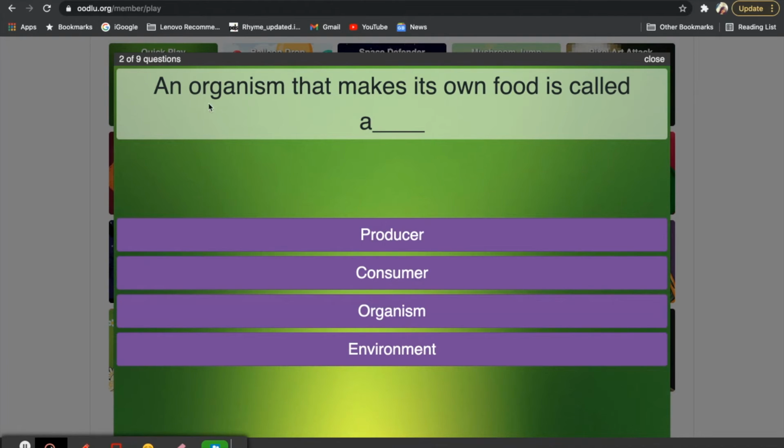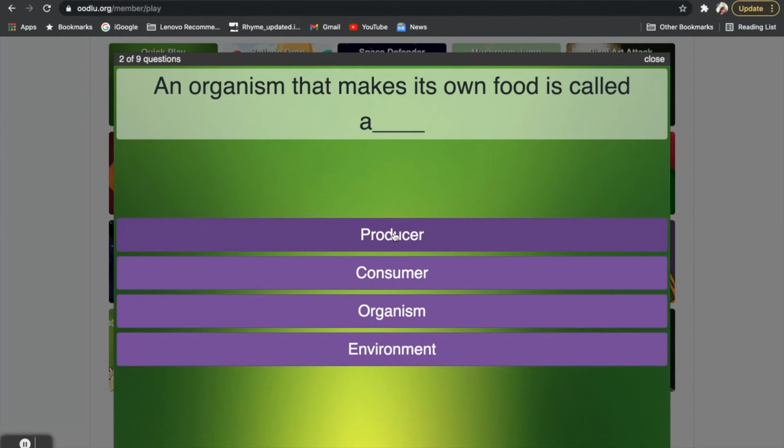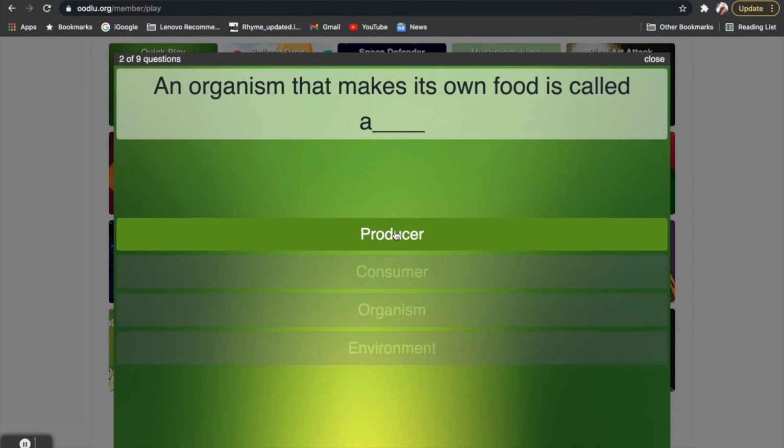Alright, question 2. An organism that makes its own food is called: is it a producer, consumer, organism, or environment? Answer on Edpuzzle now. If you said producer, that is correct. A producer makes or produces its own food.